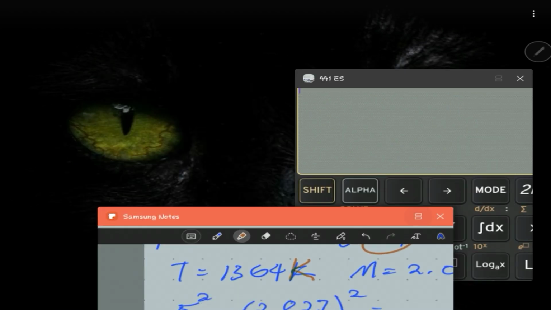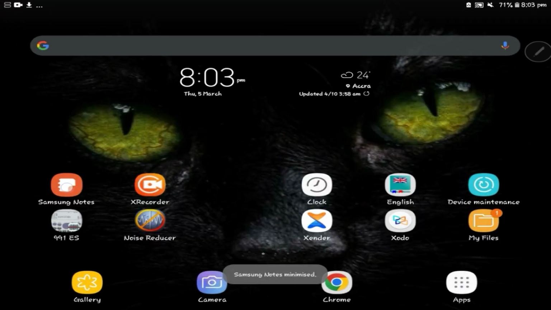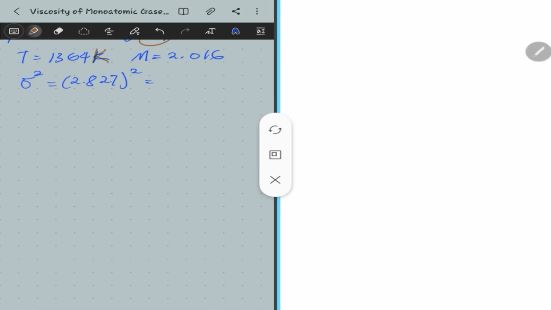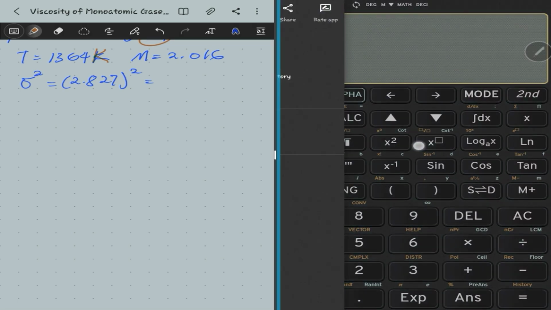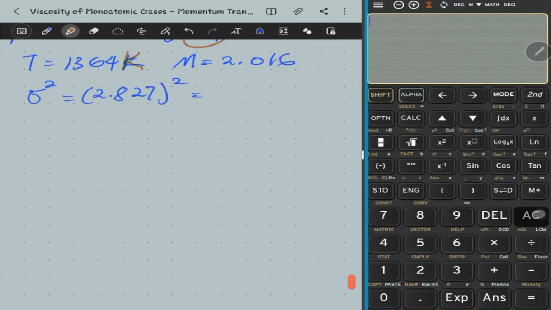It's very important that you understand the concept. The unit is very important. It may seem subtle, but it's very, very important. So you know what the equation requires, and if there's any trouble, you convert and do what you're supposed to do. So now we know the parameters, and then we're just trying to find the characteristic diameter squared, so that will be 2.827 squared.